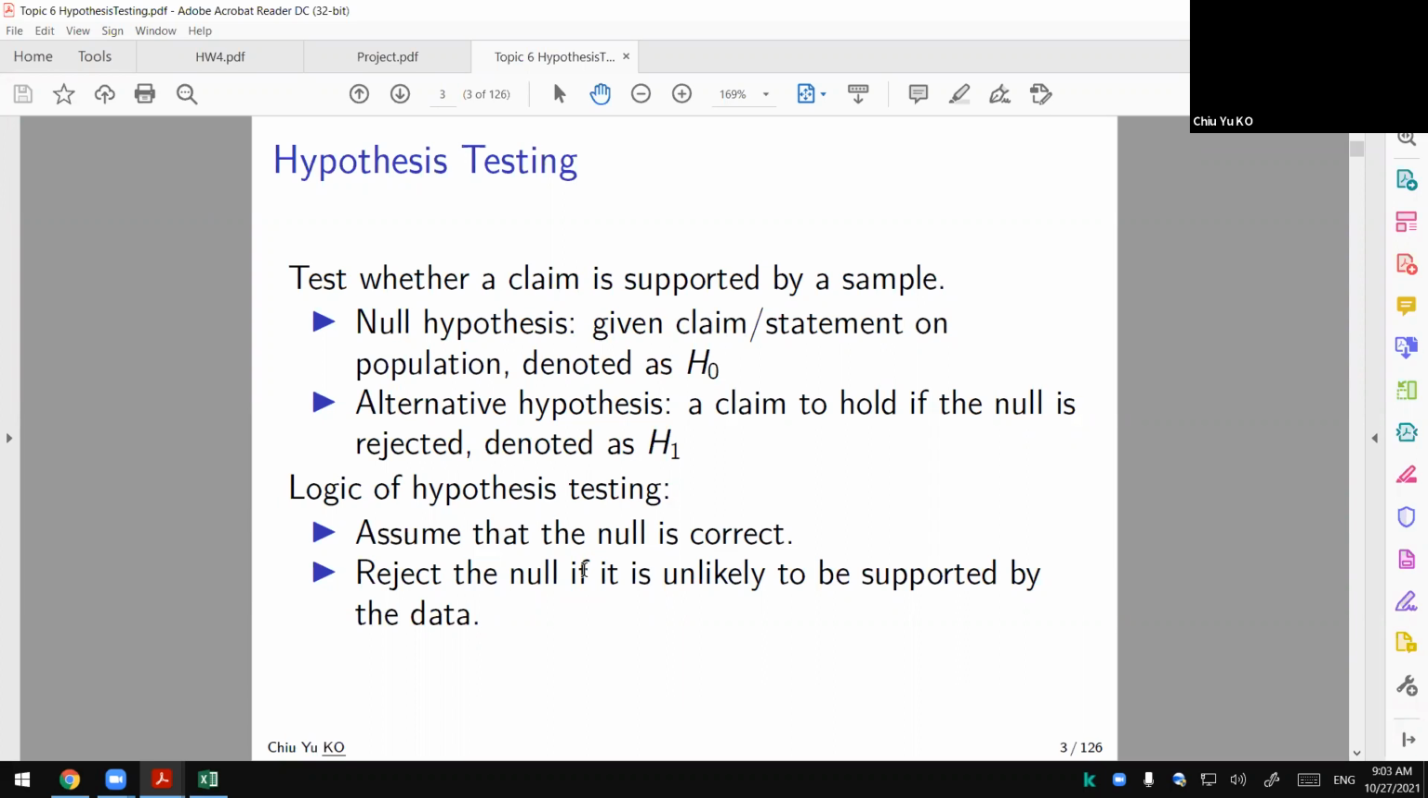So what we will do is, by the central limit theorem, the sample mean looks like a bell shape.